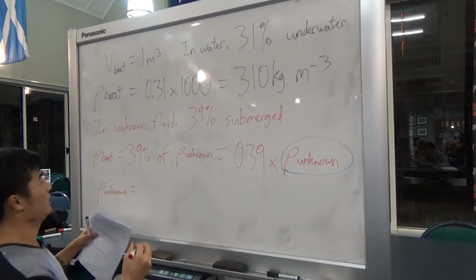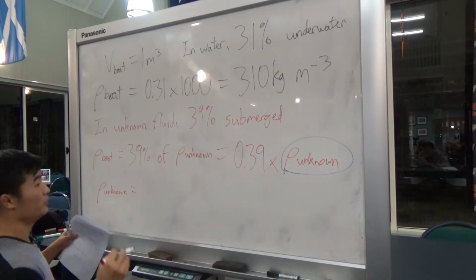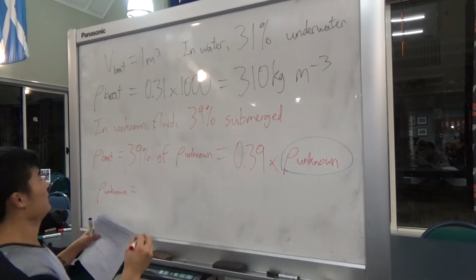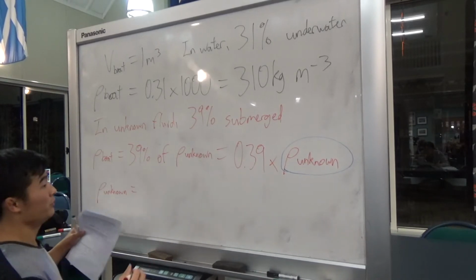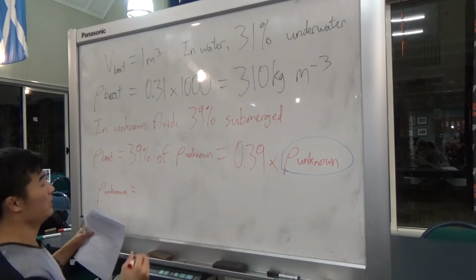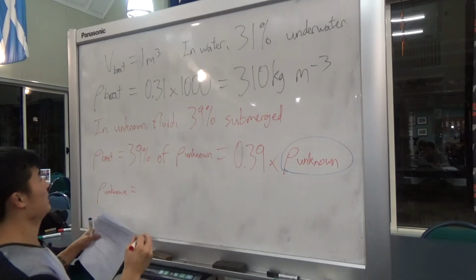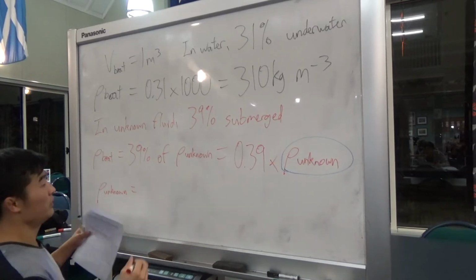V1 here is equal to 20 millimeters per second, so that has to be in meters, so 0.02 meters per second. And the cross-sectional area, A1, is equal to 0.1 meters squared.